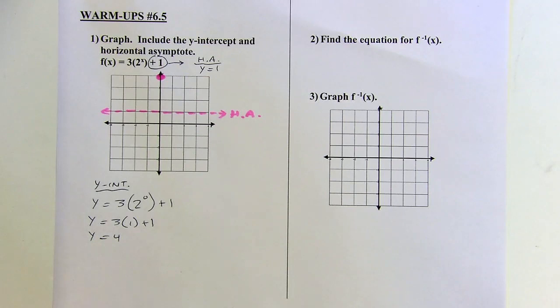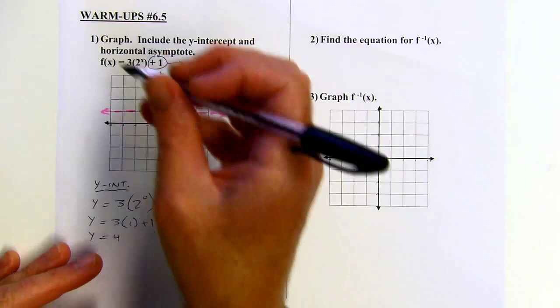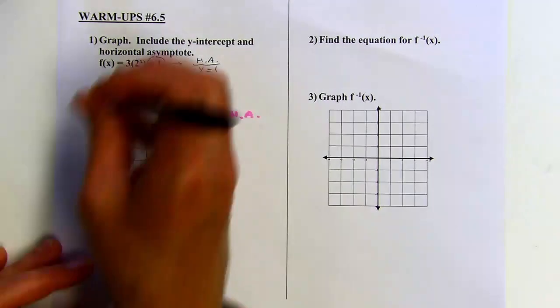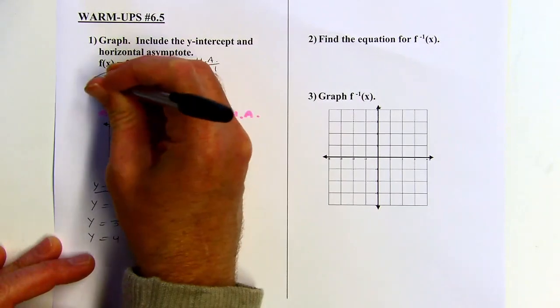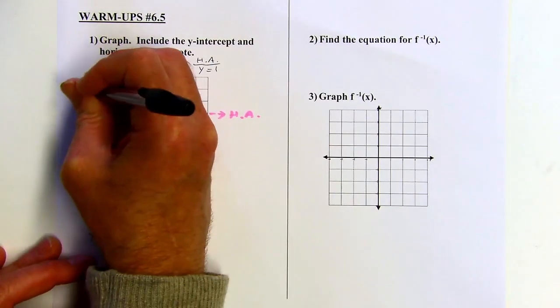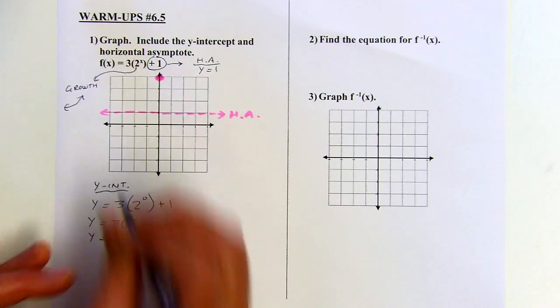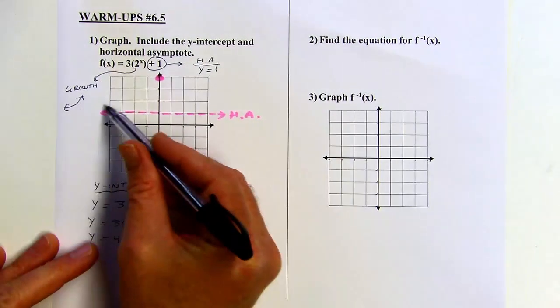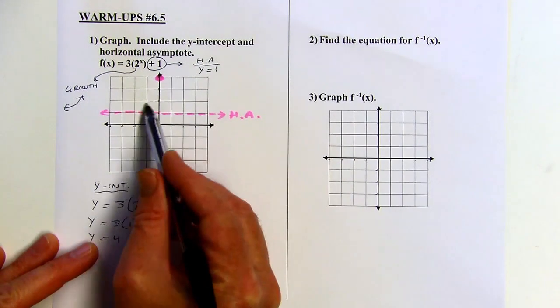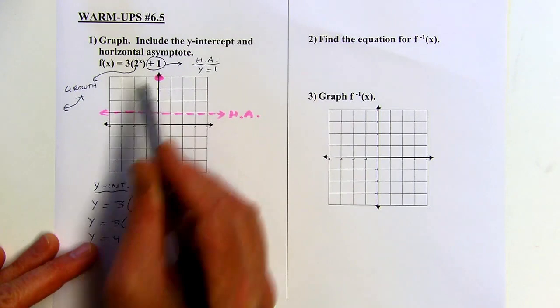And now I have to know if this is going to be exponential growth or decay. That all has to do with the base. If the base is a number more than 1, that means I'm going to have growth, and that means I'm going to get a curve that goes uphill. So I know it's going to approach this line as it goes to the left, and I know it's going to cross the y-axis there.